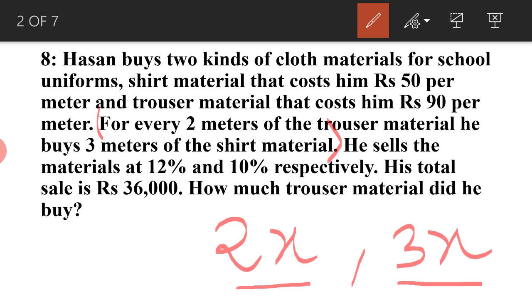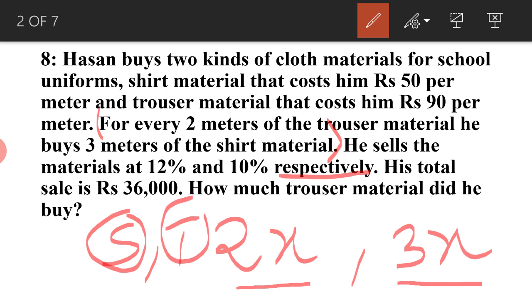Coming to the next part of the question, he is now selling the material at 12% profit and 10% profit respectively. Again the word respectively. That means shirt material he is selling with 12% profit and trouser material he is selling with 10% profit. His total sale means after selling shirt material and trouser material. His total sale is coming to 36,000. So how much trouser material did he buy? That we need to find out. That means we have to find the length of trouser material.